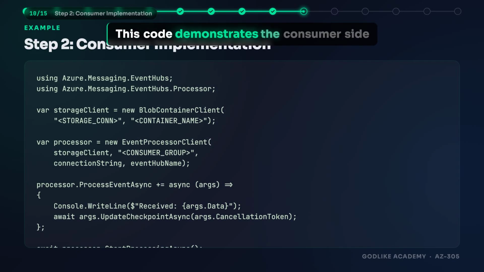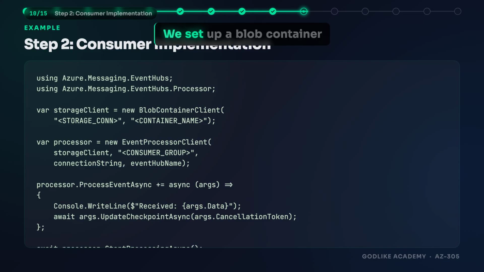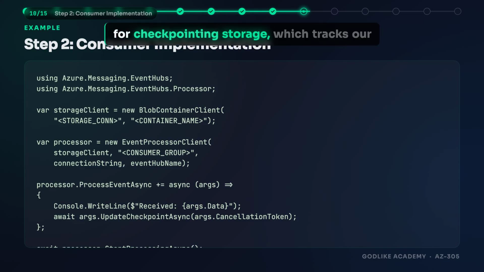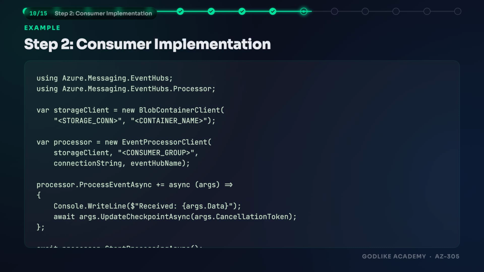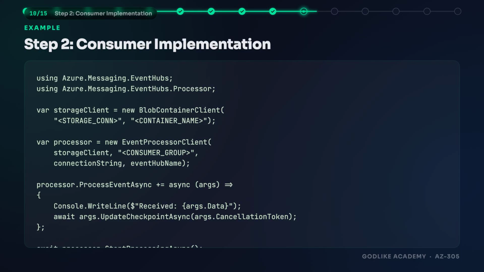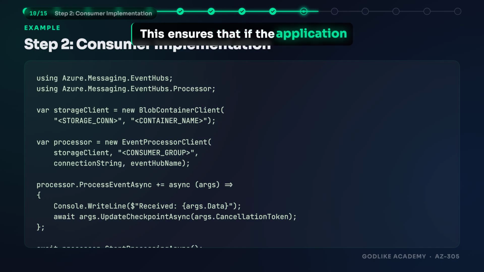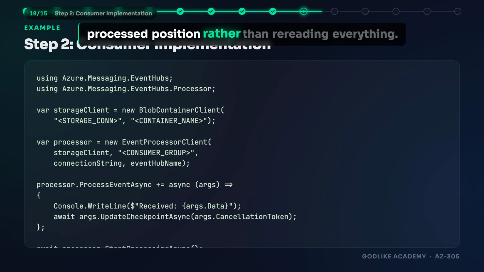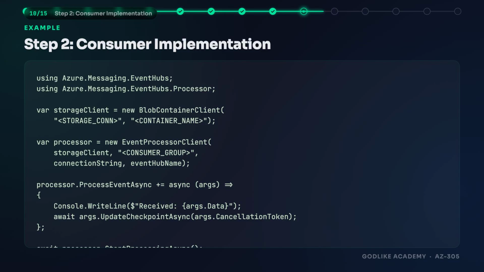This code demonstrates the consumer side using the event processor client. We set up a blob container for checkpointing storage, which tracks our progress. The processor listens for events and updates the checkpoint after processing each batch. This ensures that if the application restarts, it resumes from the last processed position rather than rereading everything.